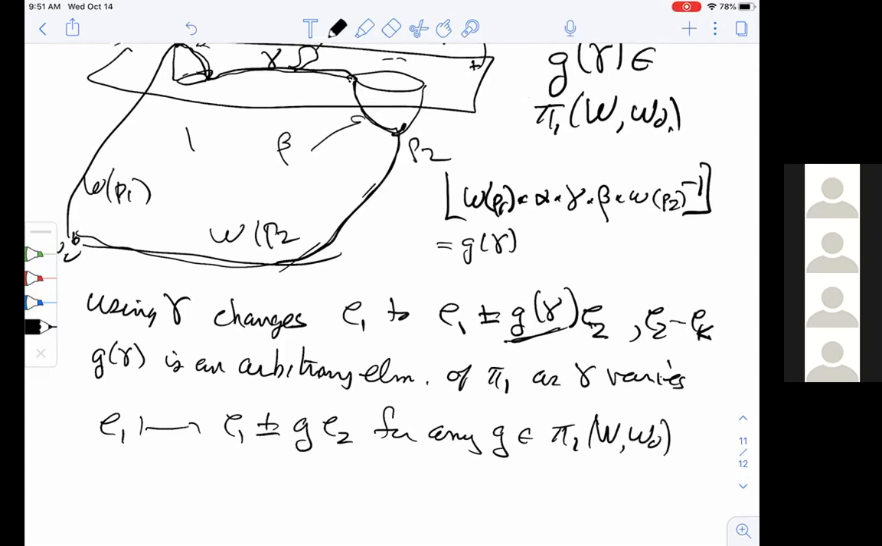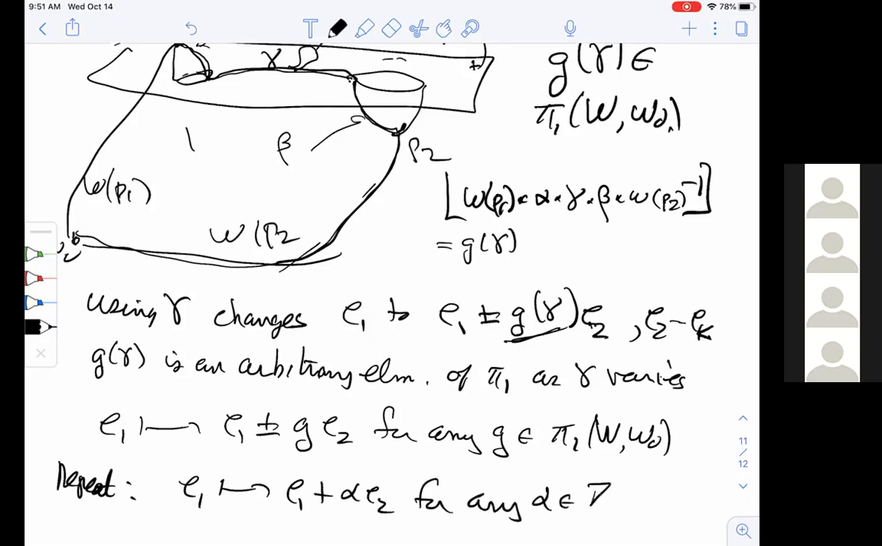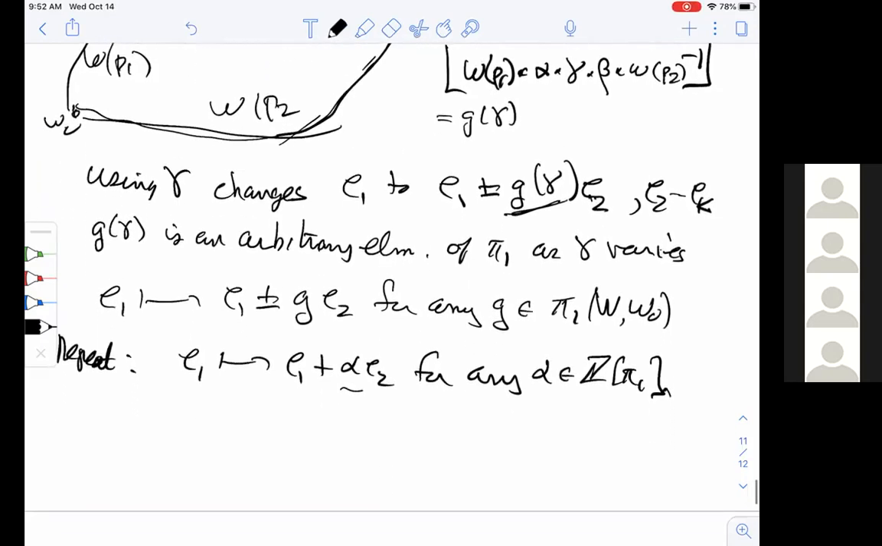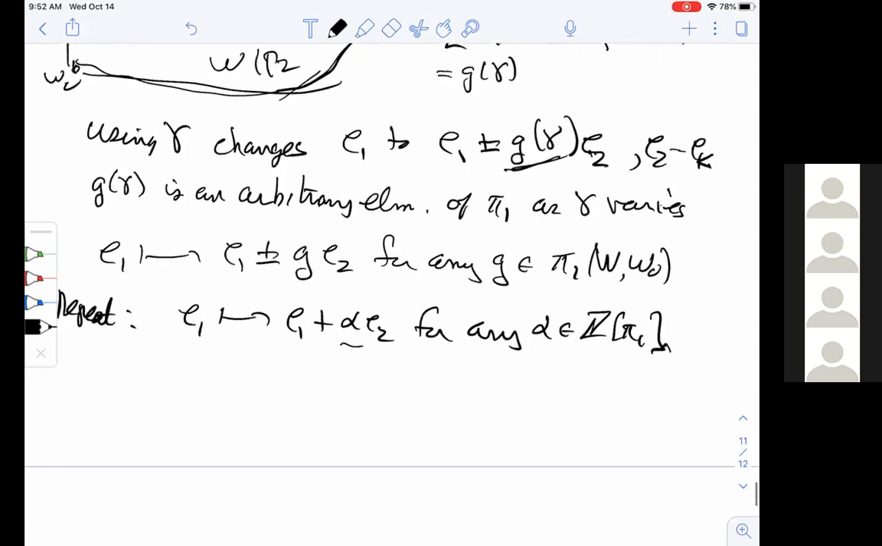Well, do that operation over and over again. So repeat, using different signs and different group elements. You can change E1 to E1 plus alpha E2 for any alpha in Z pi1. So you have to do many slides in order to get an arbitrary group element. Okay. So handle slides allow us to do an arbitrary change of basis over the fundamental group.